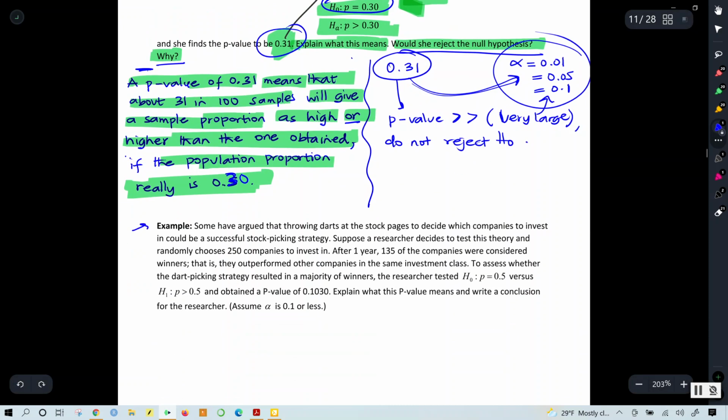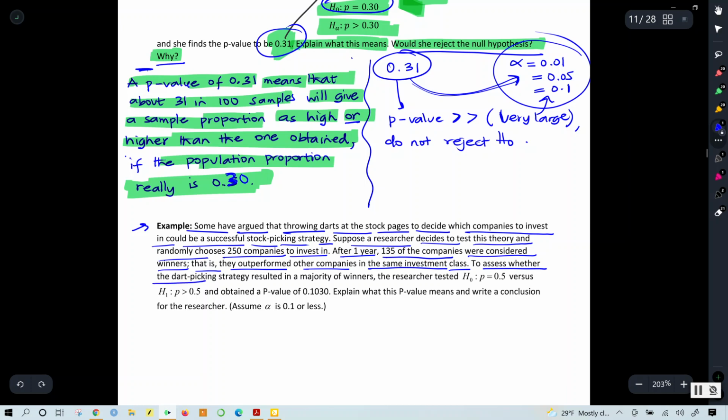Another example. Some have argued that throwing darts at the stock pages to decide which companies to invest in could be a successful stock picking strategy. Suppose a researcher decides to test this theory and randomly chooses 250 companies to invest in. After 1 year, 135 of the companies were considered winners. That is, they outperformed other companies in the same investment class.